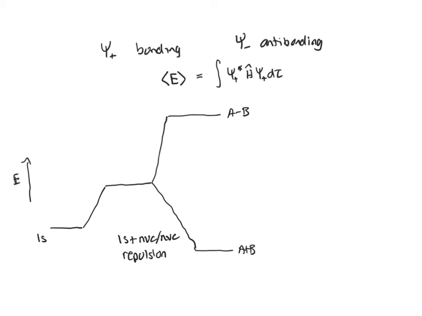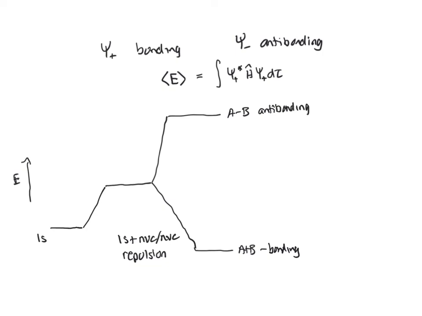Remember that our wave function had that probability of A plus probability of B plus or minus S. And when we subtract S, we end up with an energy that is higher. And when we add S, we end up with an energy that's lower. And so remember that this is our bonding orbital, and this is our anti-bonding molecular orbital.